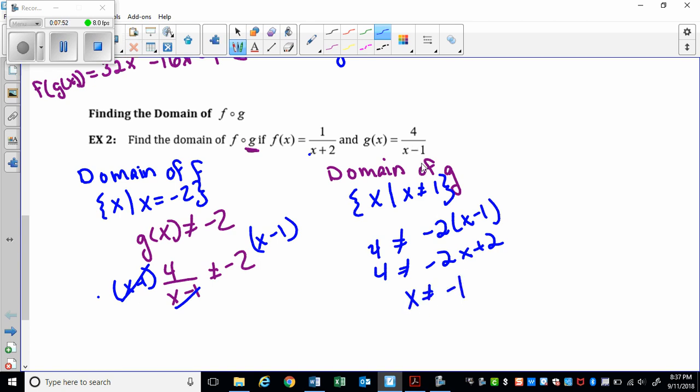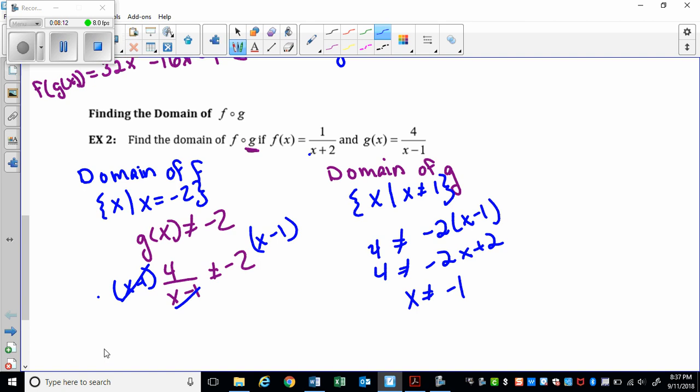And that makes sense, because if we substitute -1 in for our x in g of x, 4 divided by -2 is -2. And if we put this into our f of x, -2 plus 2 is 0. So that's exactly why x cannot be -1.